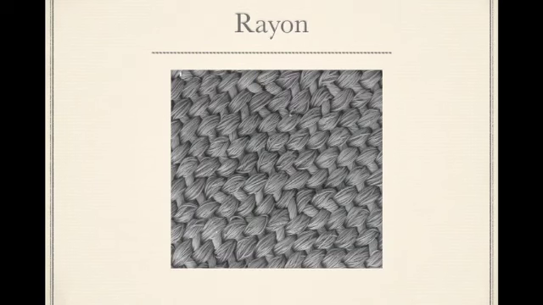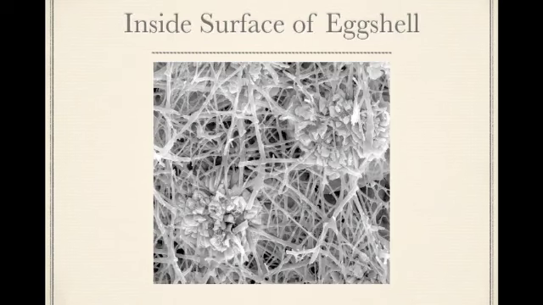Rayon. Here's one that surprised me. The inside of an eggshell. I would look at that and I'd say, that'd make a fine pastel paper, because you could do a lot of layering. It looks like the egg whites leak out, doesn't it?